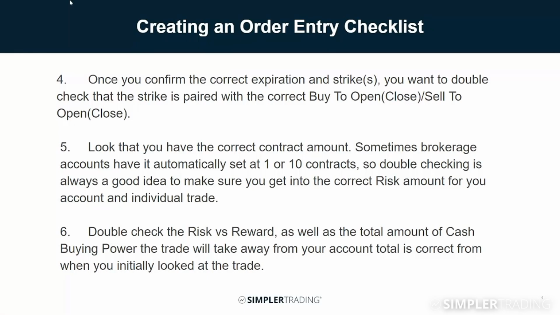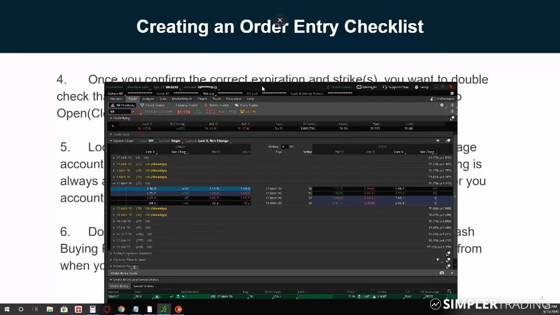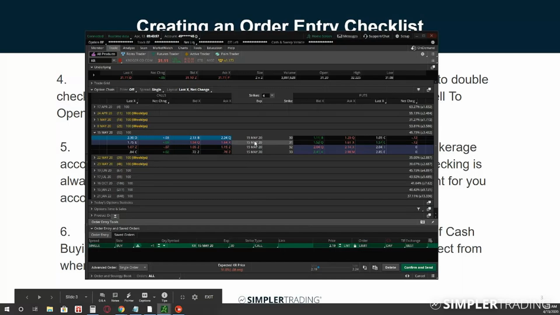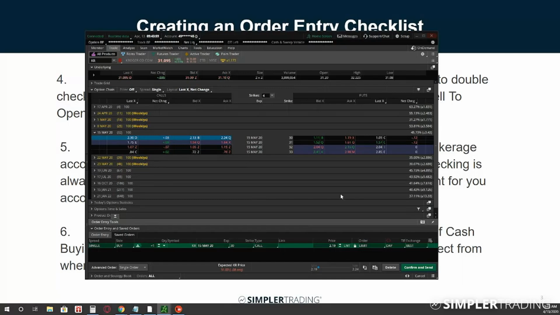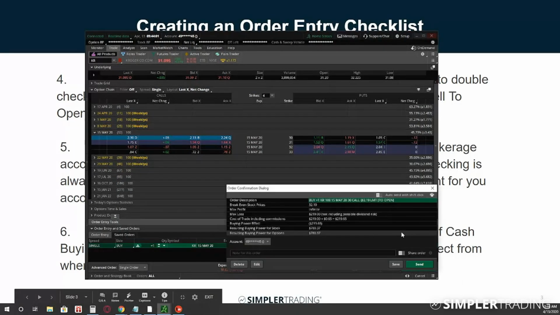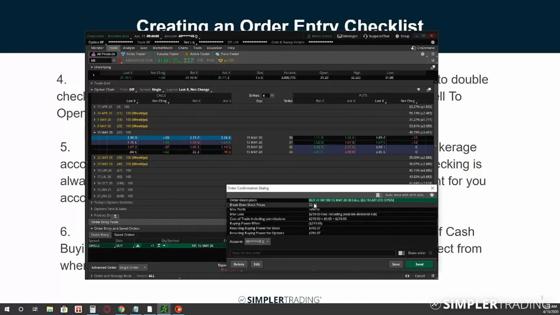So once again, kind of with the contract amount, especially on both Thinkorswim and Tastyworks, when you go to the confirm and send, it usually brings up an extra box where you'll double check everything. But once again, this confirms that I have the right capital amount coming out of the trade, right? That my cash buying power in my total account is taking out this much of it, leaving me $780 for this account if I were to execute this trade in here.